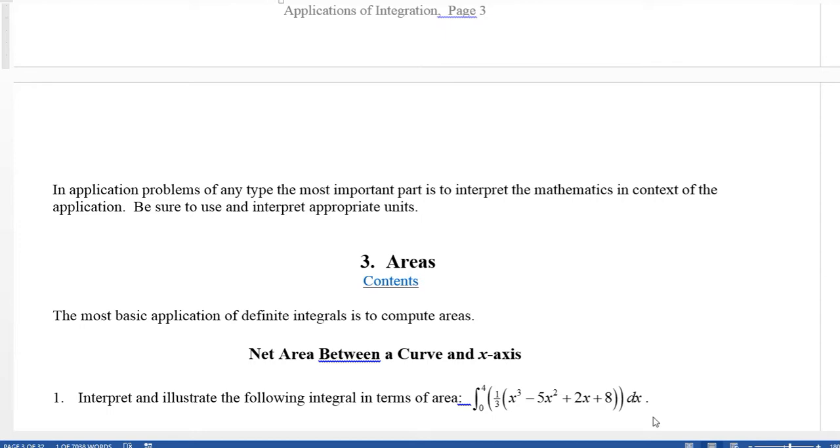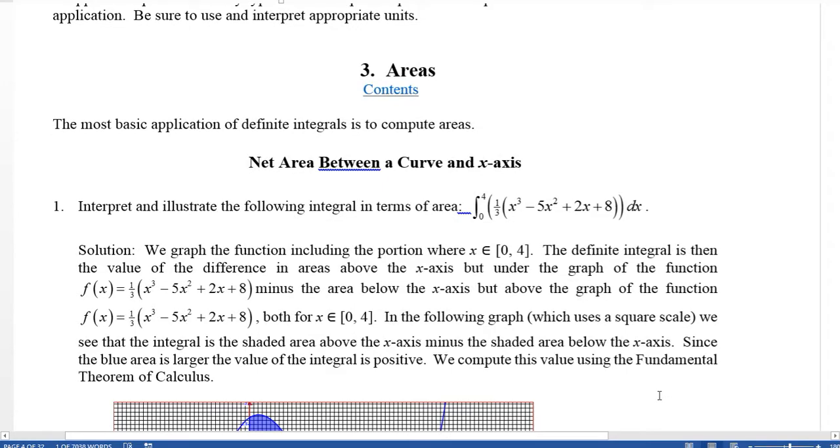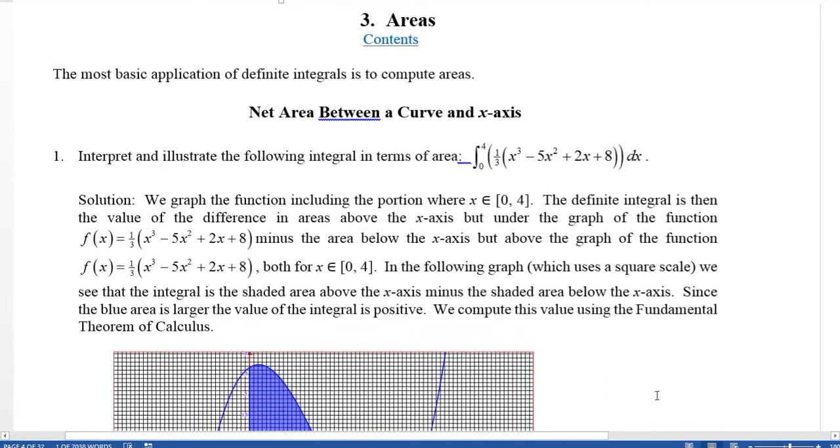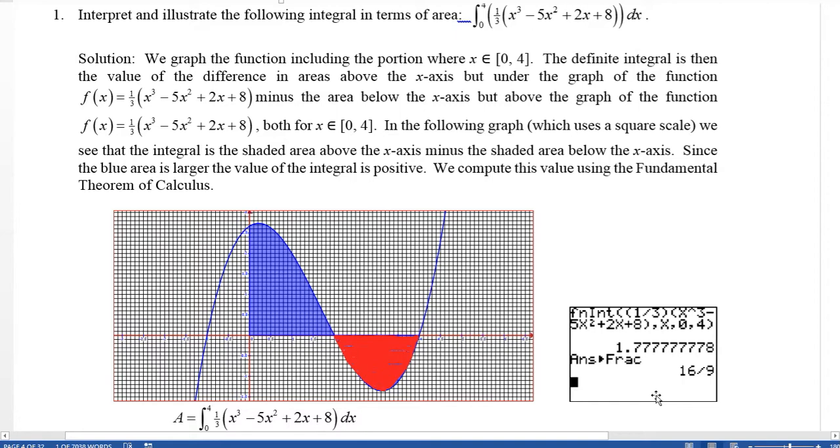Okay, well hopefully you not only worked out what this integral is, but also interpreted the value in the context of the problem, which is just computing an area. So we want to graph this function here, 1/3 of x cubed minus 5x squared plus 2x plus 8. Here I used Graphmatica for the graph that you see, but you could do this in your graphing calculator, for example. And then we're going to figure out what this is on the calculator.